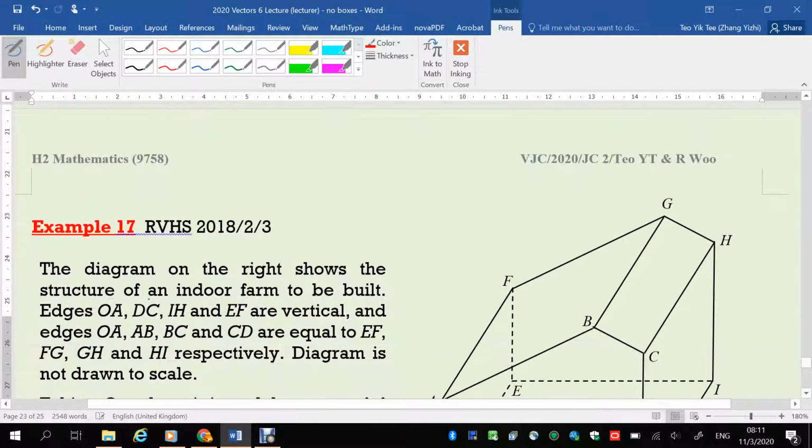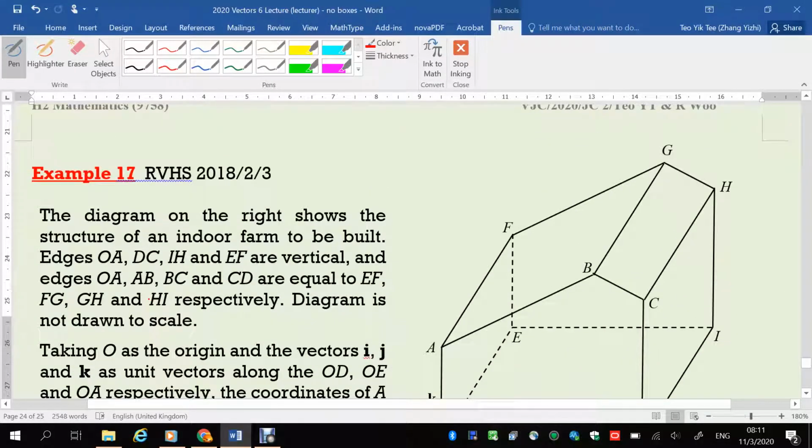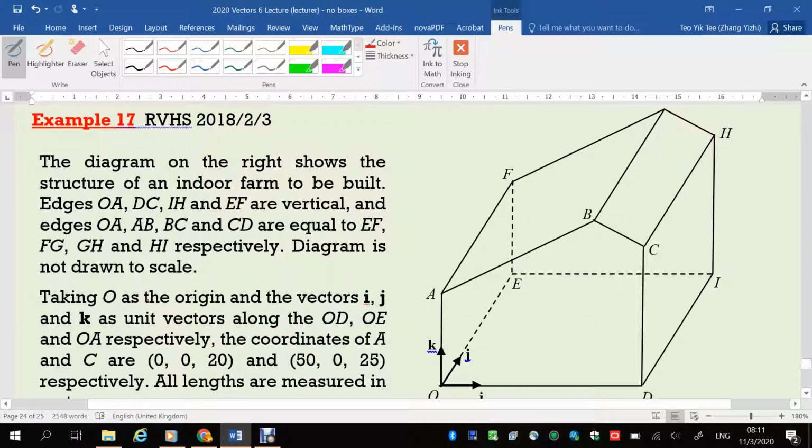Most of you will have encountered a few questions by now, be it in your revision module or your common test. So what we're going to do right now is to run through the steps or processes that you require to handle a contextual question in vectors. Using Example 17, the first job is to recognize this is a vectors question. Thereafter, you need to comprehend the story that has been given to you.